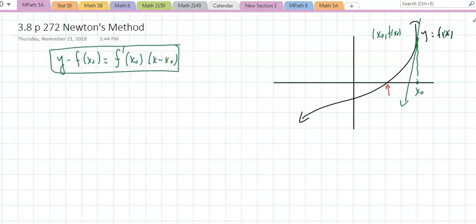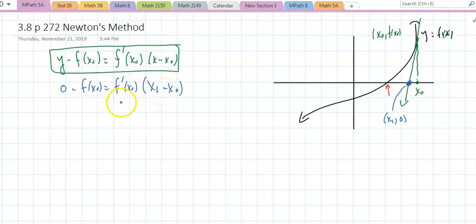And I could say that at this point right there, if I call this point x1, wouldn't y be 0 for that green line? So wouldn't 0 minus f of x sub 0 equal f prime of x sub 0 times x sub 1 minus x sub 0?